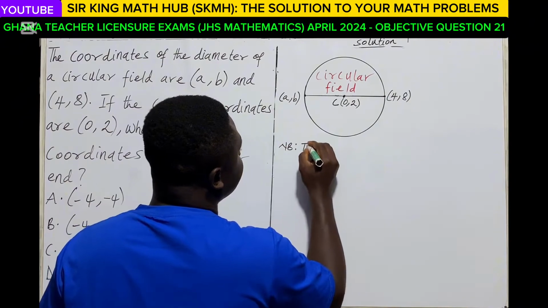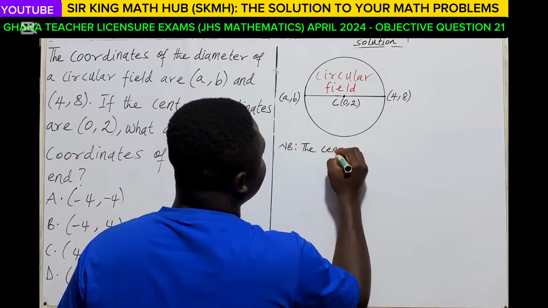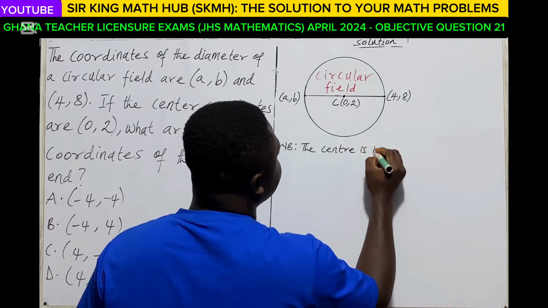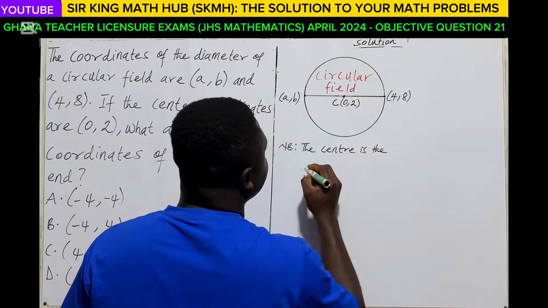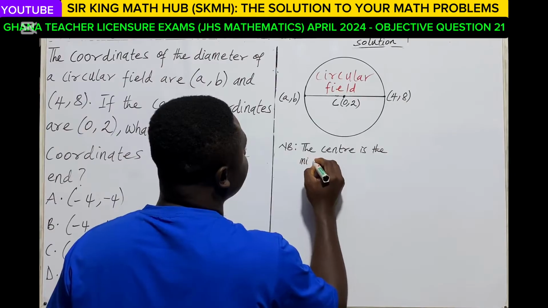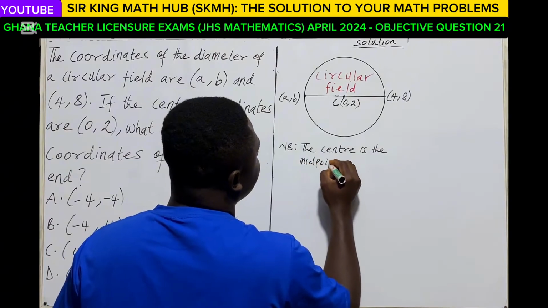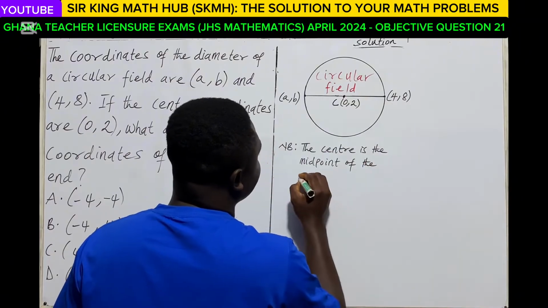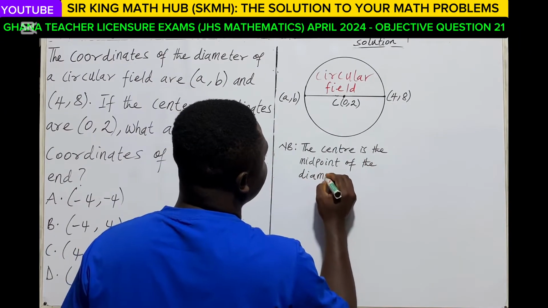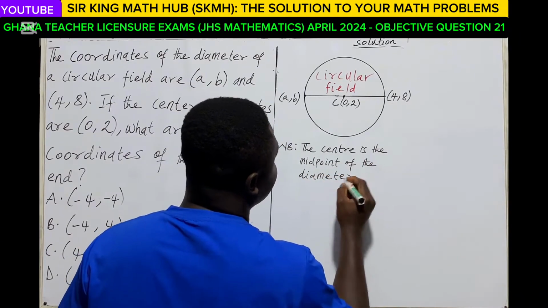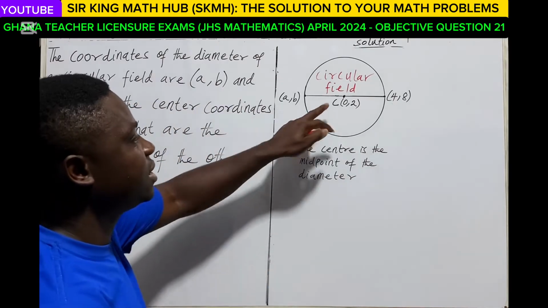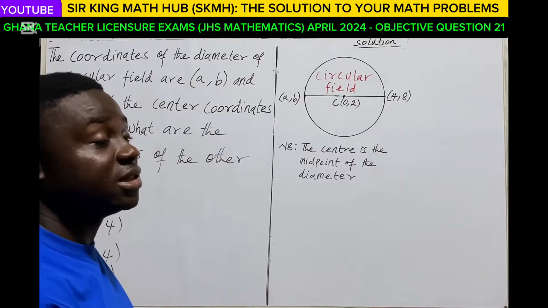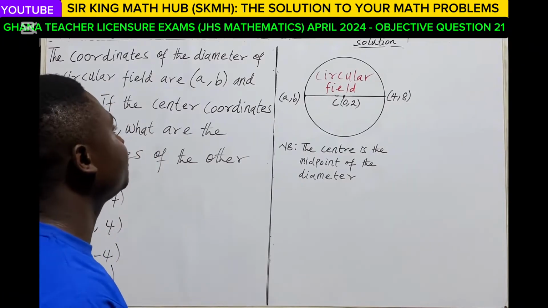See that the center of the circular field is the midpoint of the diameter. You could see the center is located at the middle of the diameter, so it's a midpoint.